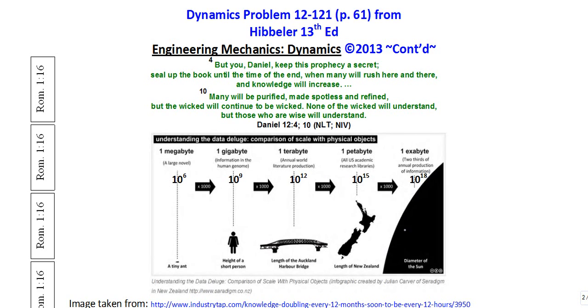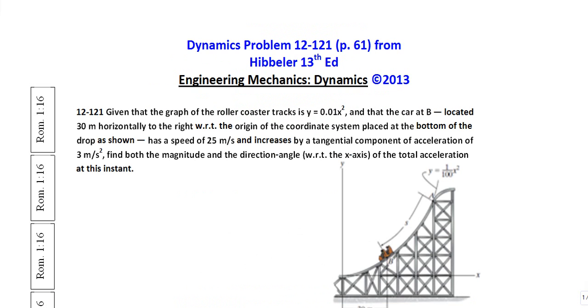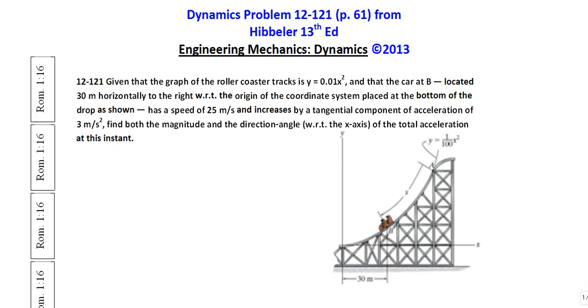Okay, very good. Let us jump into the mathematics of this problem. So once again, this is the problem. Let's list what we are given and what we're to find. We were given the graph of the parabolic tracks of that roller coaster. It's y equals 1 over 100 times x squared.